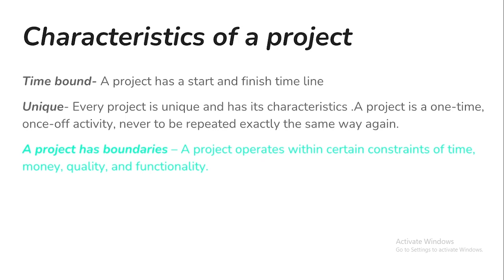So what are the characteristics of a project? First, a project is time bound. It has a start and finish line. I'm going to start this project in January 2023 and it will be ending in December 2023, or any timeline. And two, a project is unique. Every project has its own characteristics. Every project is a one time activity which is never repeated the same way again.